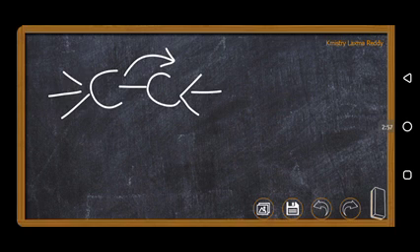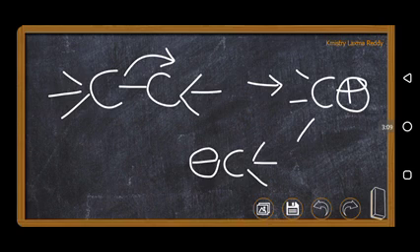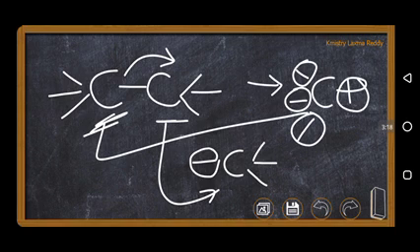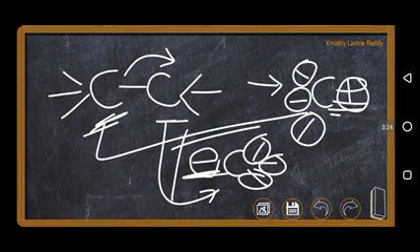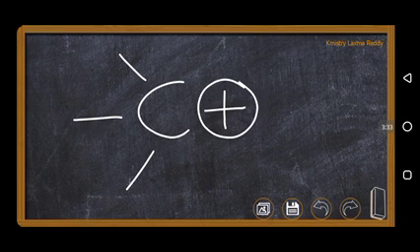Another type is heterolytic fission. For example, this bond is completely shifted towards this one. In this case, the first atom with three bonds will have a plus charge. This we call a carbocation. The second atom with three bonds has a negative charge, so this part becomes a carbanion. Carbocation has three bonds and one plus charge. Carbanion has three bonds and one minus charge.